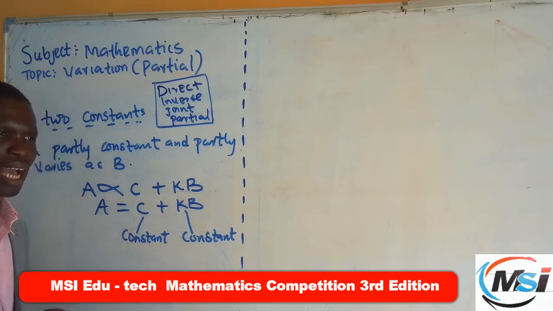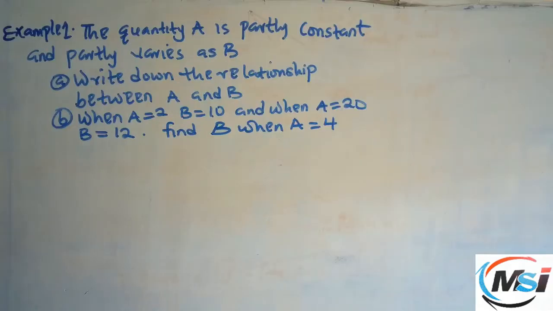Now, let's see how we can apply this in a question. Okay class, let's see this question and solve it together. The quantity A is partially constant and partially varies as B. Write down the relationship between A and B. When A is 2, B is 10, and when A is 20, B is 12. Find B when A equals to 4. So let's solve this question together and see what we are going to get.